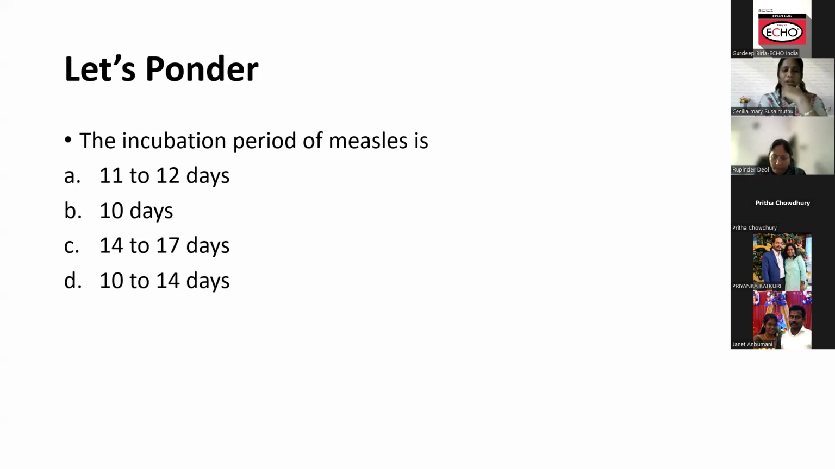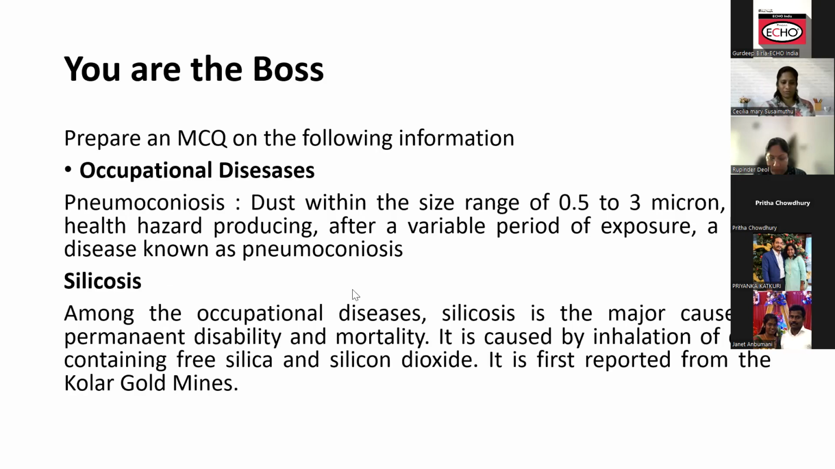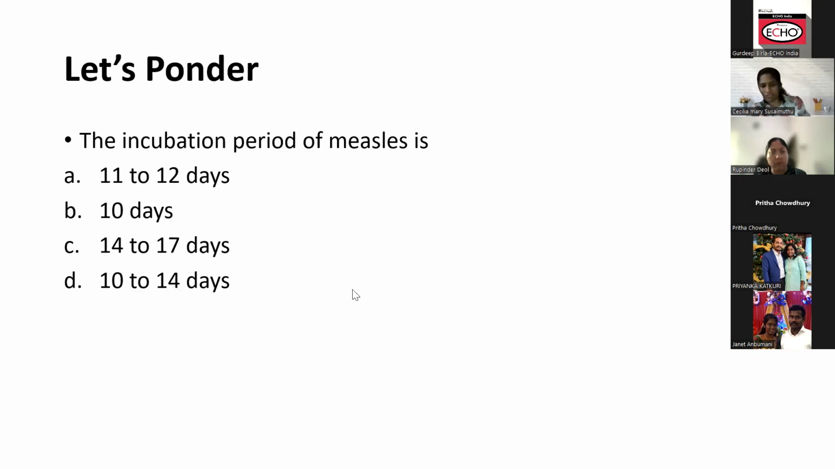Good. Okay, come to the options. The options are inappropriate. Except B, all three are giving a range of days, and B is only pointing to a single day. So it is not a plausible distractor. Here there are 10 to 14 and 14 to 17, but in between 10 to 14 there is also 11 to 12, and there is 10 also. So these are not plausible distractors.